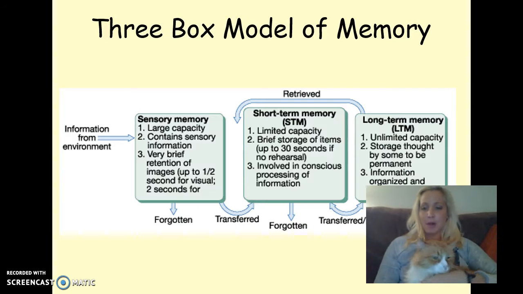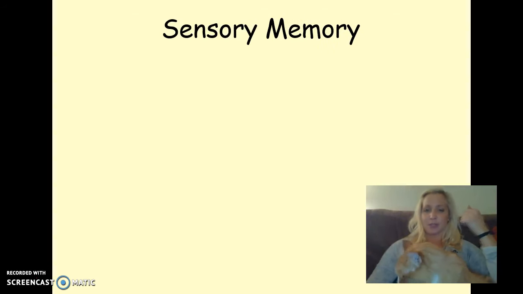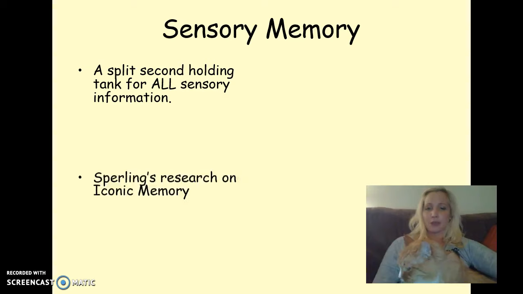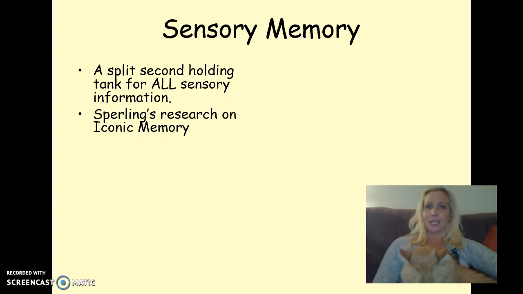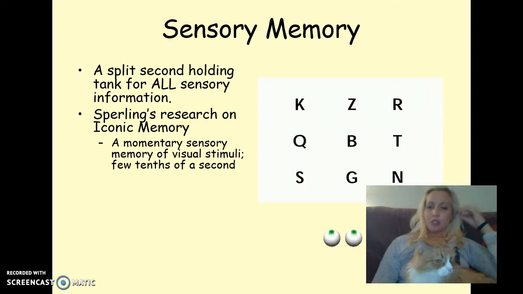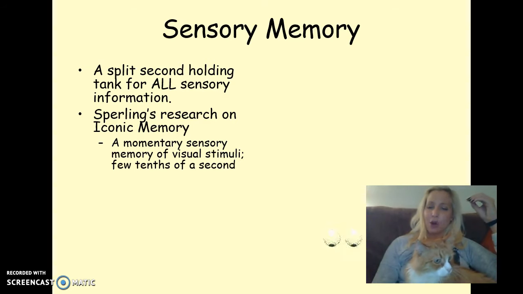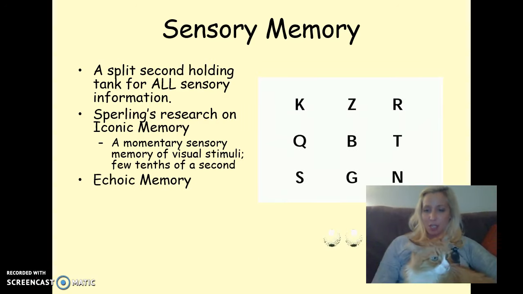Okay. The 3-box model of memory: as I go through each kind of memory, I'll be going through this, but I think this is a really good chart to reference because it talks about the limits and capacity of these different kinds of memories. Okay. So sensory memory is the first kind. This is that split-second holding tank, right? If we're talking about visual stimuli, that's called iconic memory, okay? That's the visual snapshot of what we're seeing. It only lasts for a few tenths of a second. And the other kind of sensory memory that we've mentioned in class is echoic memory. That's the memory that you have acoustically, okay?